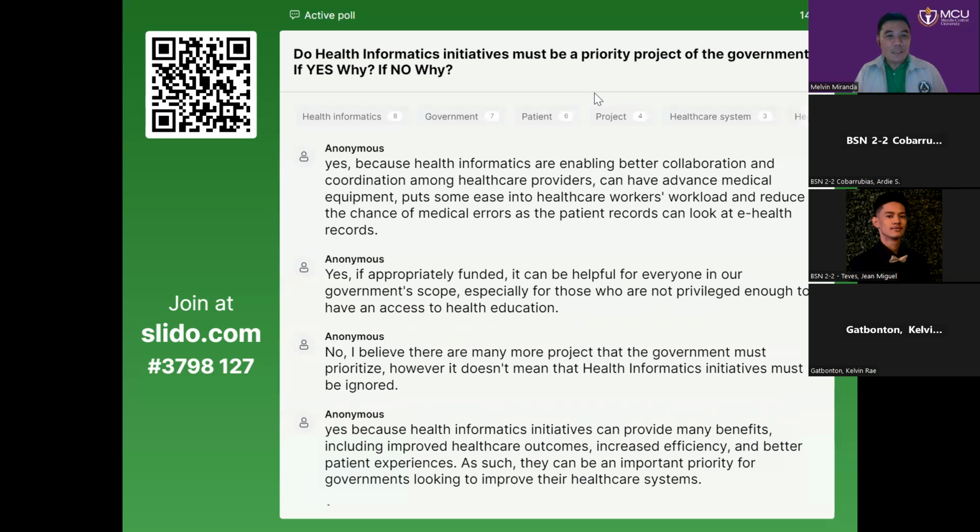So we have an additional response here. Yes, because health informatics enables better collaboration and coordination. Ayan. Whoever answered this one, I recognize your answer because it may not just only focus on nurses in the implementation of universal healthcare. We need to have the interprofessional collaboration because this is an advocacy of the World Health Organization. So everyone must be an advocate of health informatics and nursing informatics as well, so that it will facilitate and improve our healthcare system from the community level up to the national level. So thank you for this response. This greatly emphasizes the advocacy of the World Health Organization.